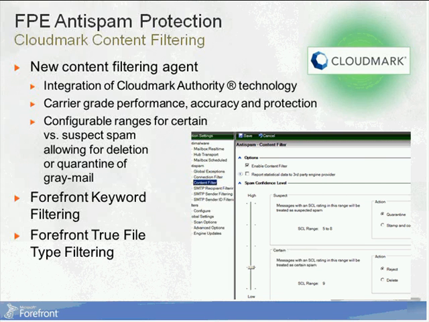So to turn your attention to the content-related anti-spam protection, of course we have Forefront keyword filtering and true file type filtering in the product. More about this later in the presentation as I go through. And now Microsoft has partnered with Cloudmark to offer their content analysis engine. So how does it work? Cloudmark looks at certain pieces of the message to generate a fingerprint.